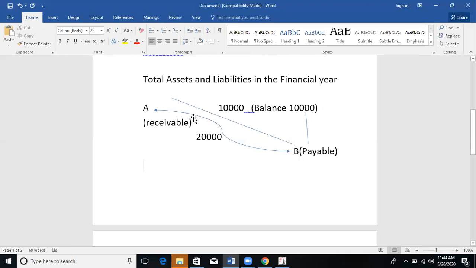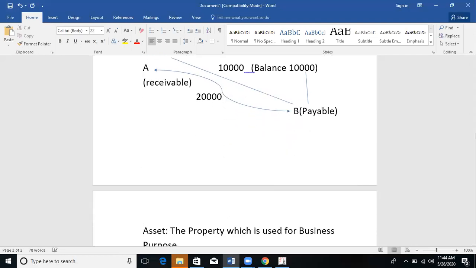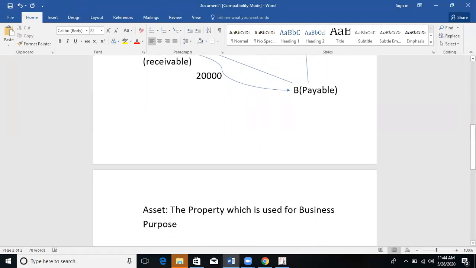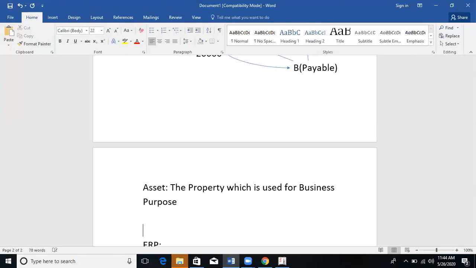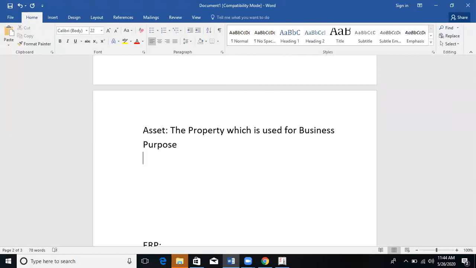So what is an asset? A property used for business purposes. It might be a small scale or medium enterprise business. In that business, whatever equipment or assets are being used all come under assets. It might be fixed, tangible assets, everything comes under assets. What is tangible? I will explain it later.